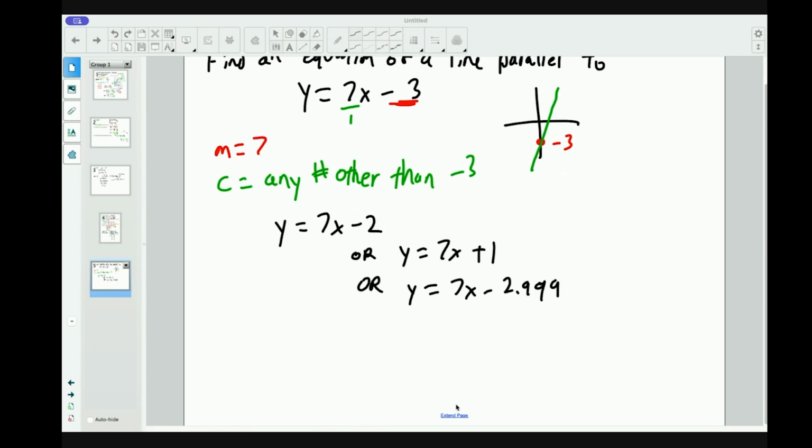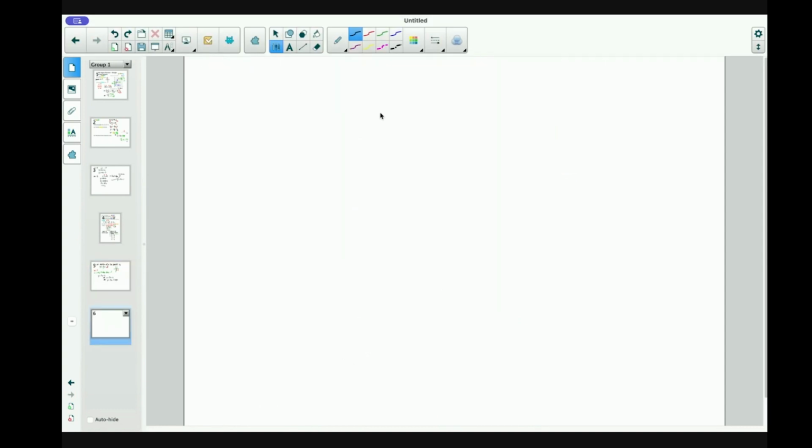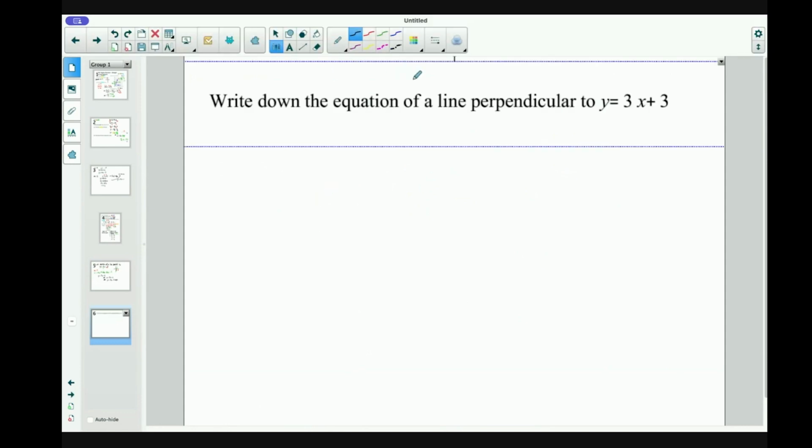Give me 1 second here. So if we're looking for a line that's perpendicular to this equation, let's go ahead and put this example on. Again, I keep putting the wrong picture in there. Here you go. So we need to find the equation of a line perpendicular to 3x plus 3.